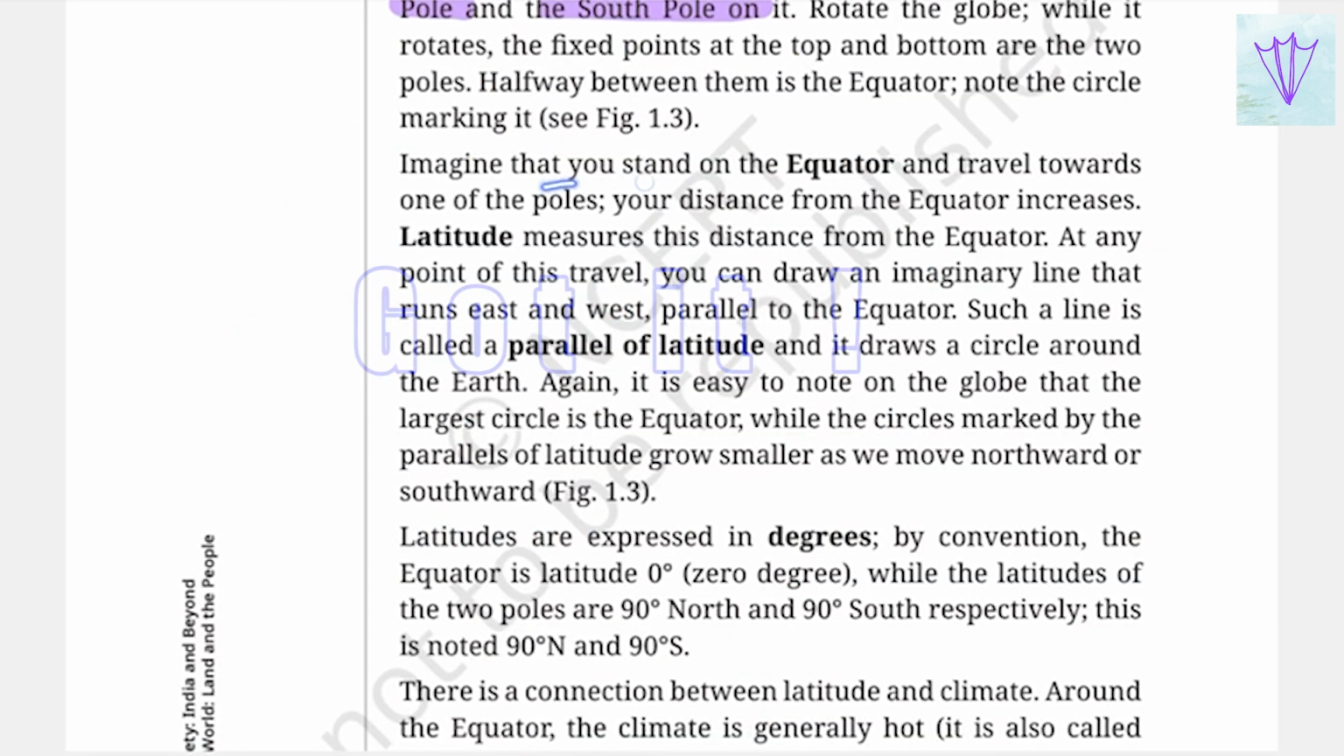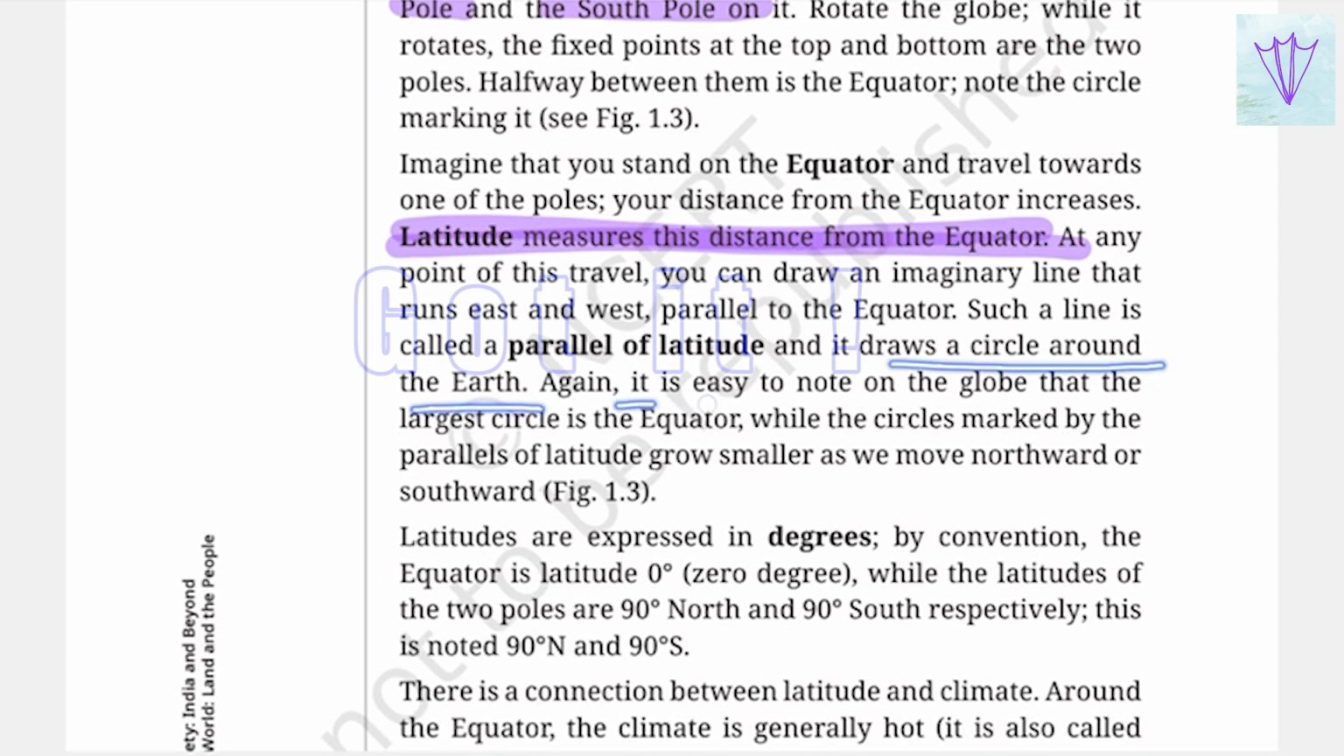We are asked to imagine that we stand on the equator and travel towards one of the poles. Your length from the equator will increase. So the latitude measures the length from the equator. And at any point of this travel, you can draw an imaginary line that runs east to west, which is parallel to the equator.